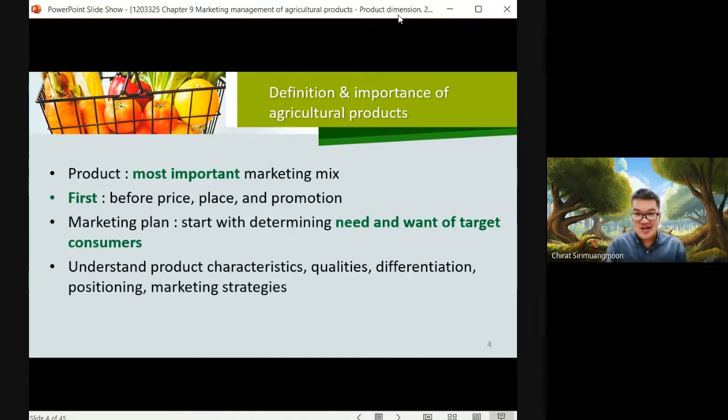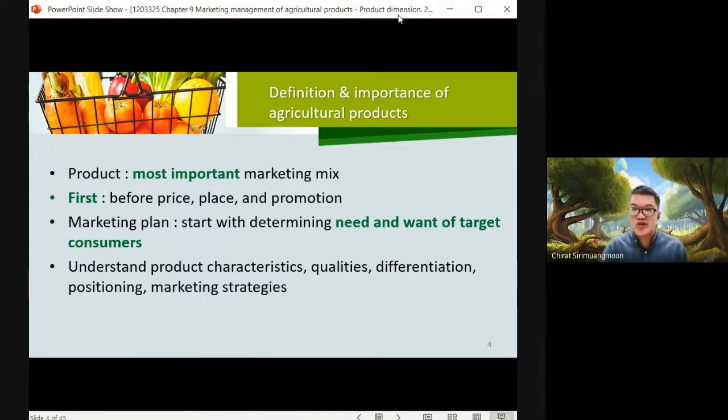Of course, especially for a marketing plan, you need to start from the product, which is actually what the consumer needs and wants. The consumer is not just a general consumer, but the target consumers. So for now, in the modern world of marketing, you need to look at what they need and want first. Don't think about the things that you want. The things that you want might not be the same as the things that the consumer needs and wants. So listen carefully to what the consumer really needs and wants.